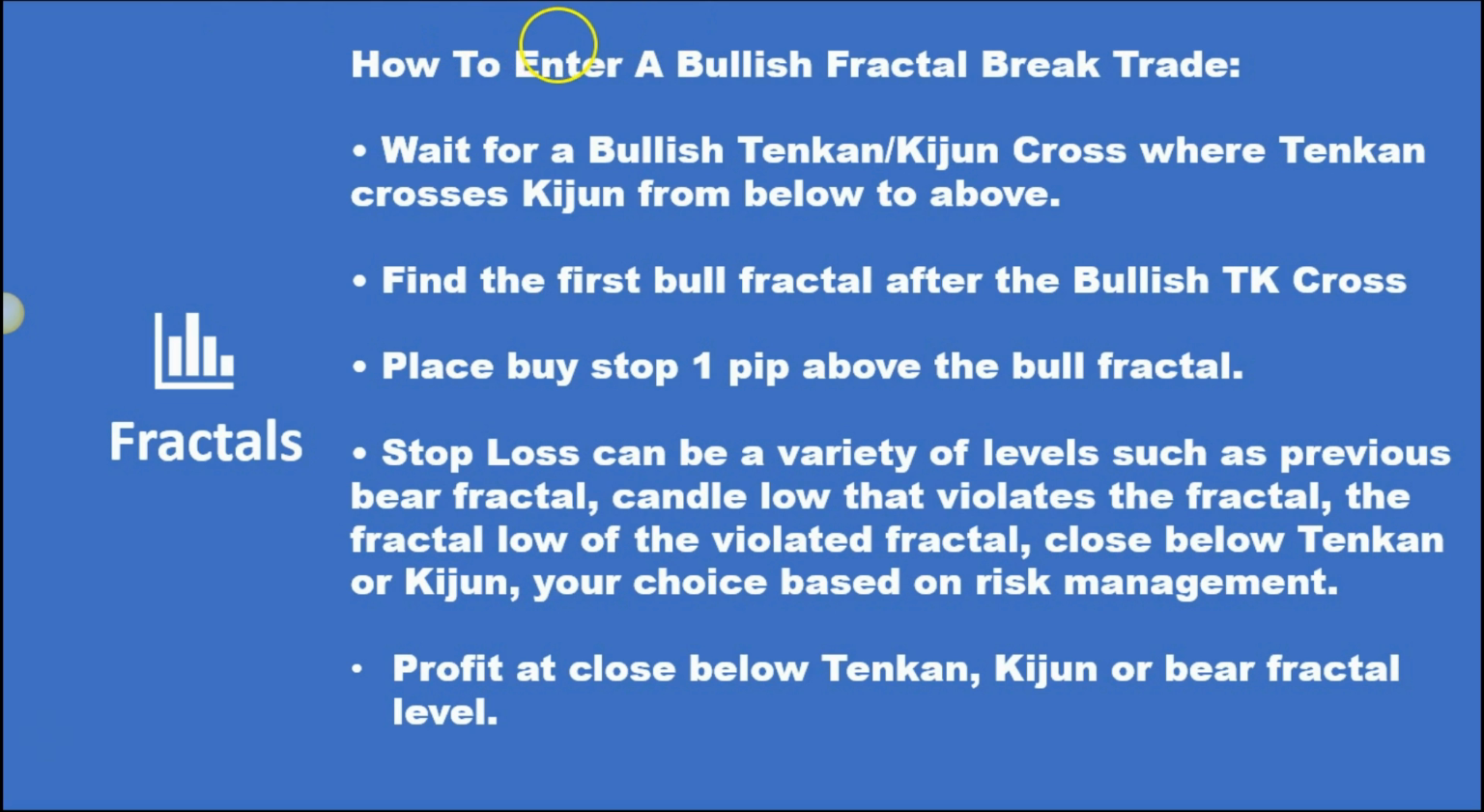Next, you're going to find the first bull fractal after the TK cross. Place a buy stop 1 pip above the bull fractal. Your stop loss can be a variety of levels, such as the previous bear fractal, the candle low that violates the fractal low of the violated fractal, or a close below Tenkan-sen or Kijun-sen. Your choice is based on risk management. And then finally, profit is taken at a close below Tenkan-sen, Kijun-sen, or the bear fractal level.